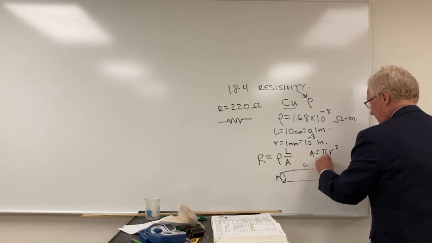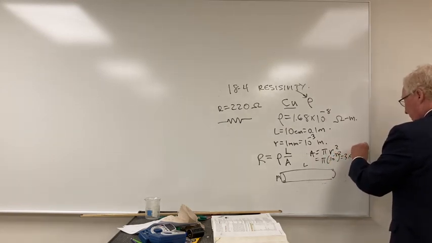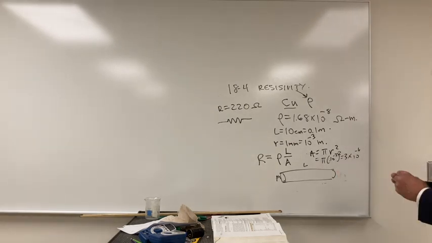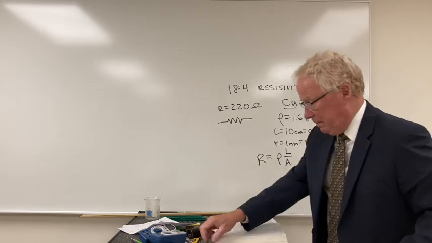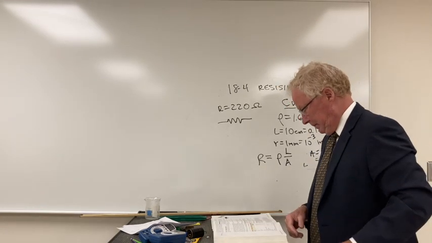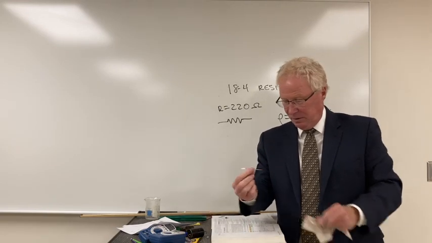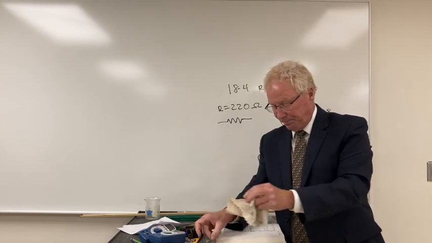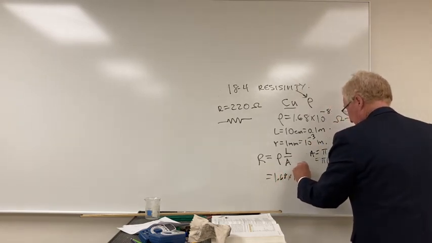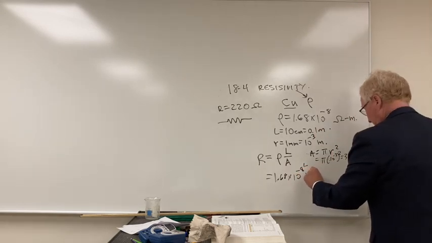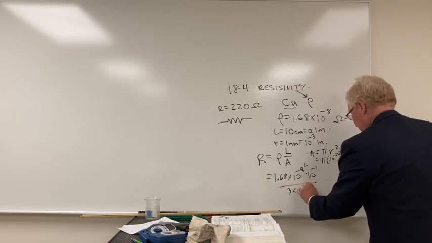All right, now I'm not going to do it exactly. This would be pi times 0.10 to the minus third squared, which would be approximately 3 times 10 to the minus sixth, would be the area. And then the resistance of this actual wire, which is about 10 centimeters in length, will be given by around 1.68 times 10 to the minus 8th times 0.1, or 10 to the minus 1st, divided by 3 times 10 to the minus 6th.